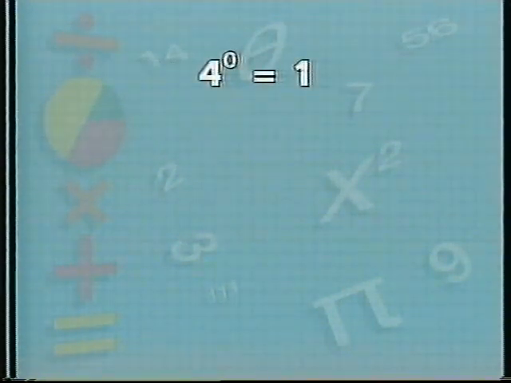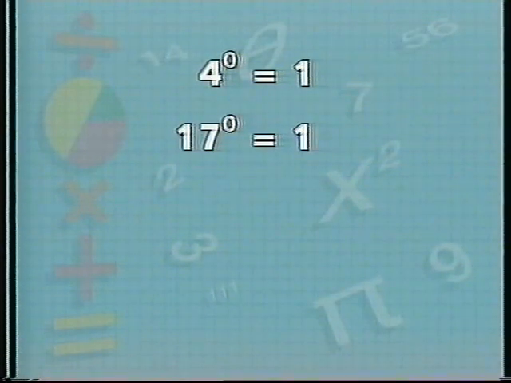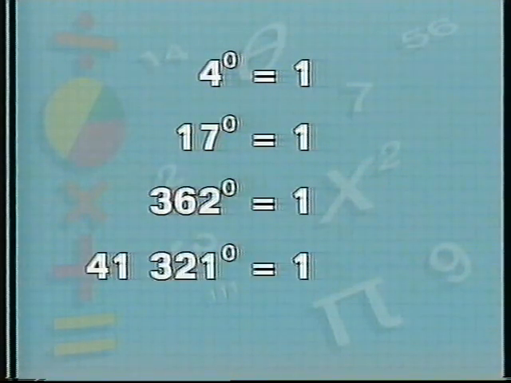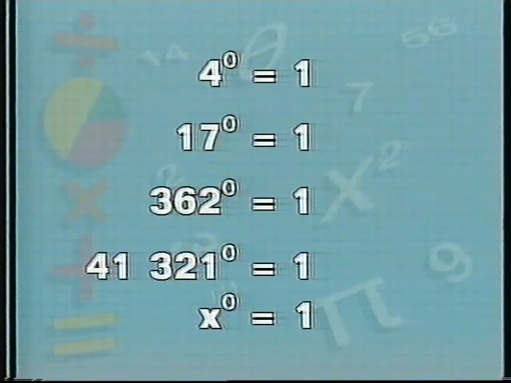Now, any number to the power 0 is 1. It doesn't matter how big the number is. If it's to the power 0, then it equals 1. Let's look at something else. Raising a power to a power.